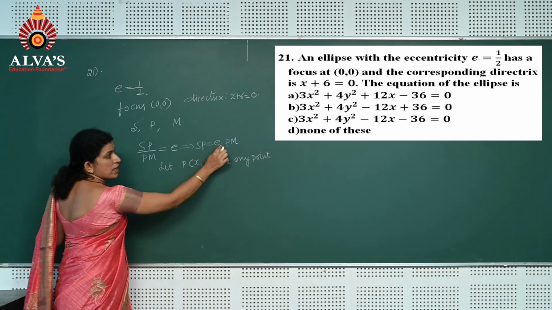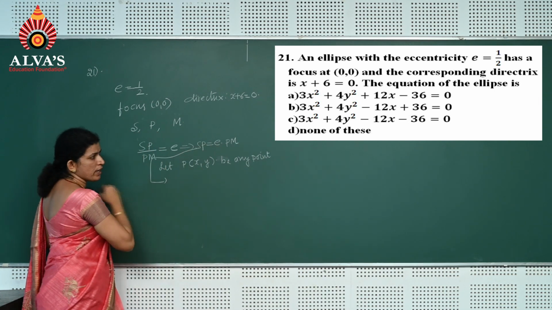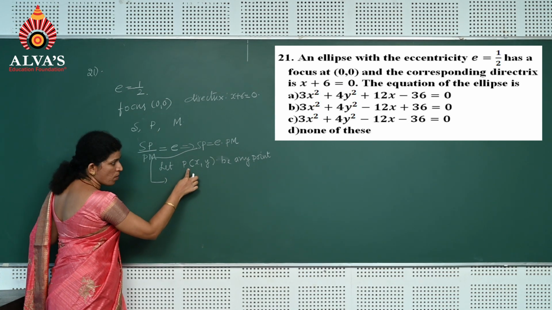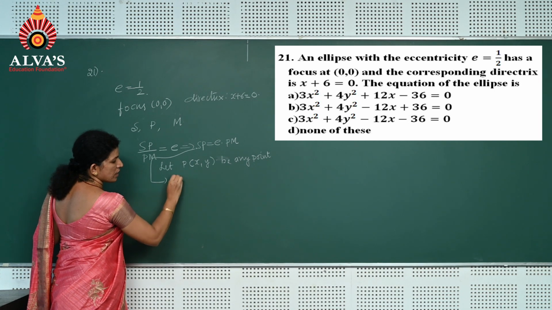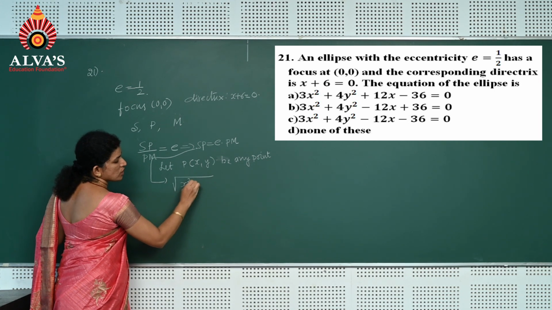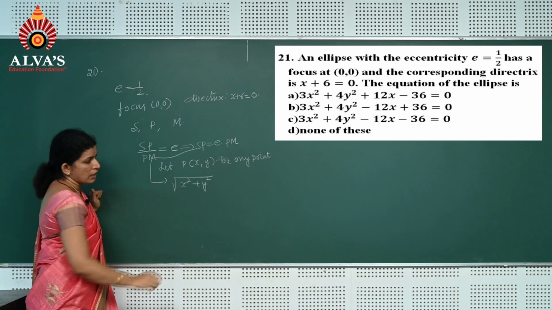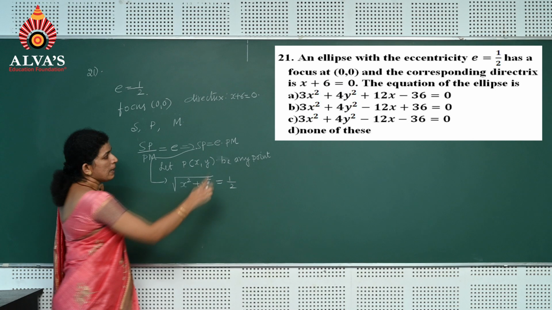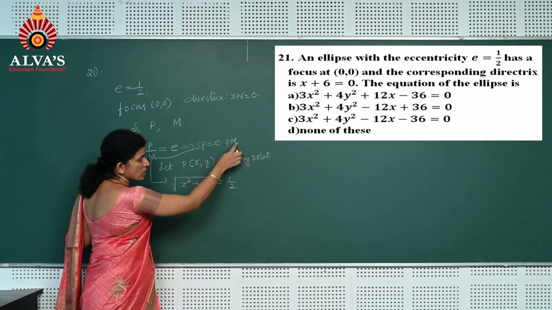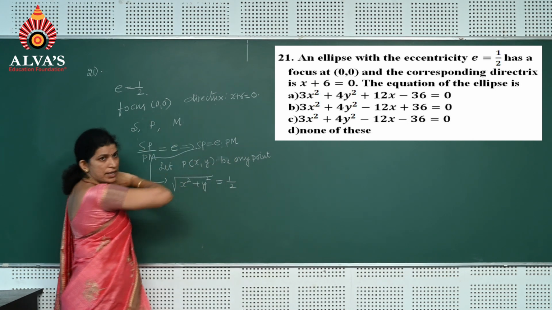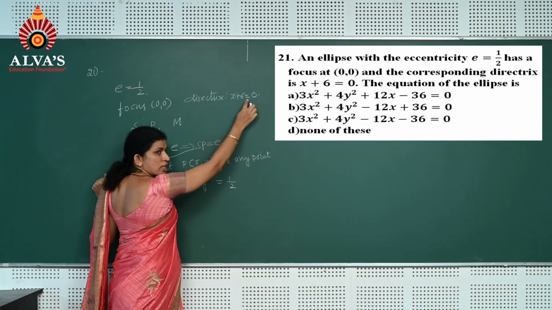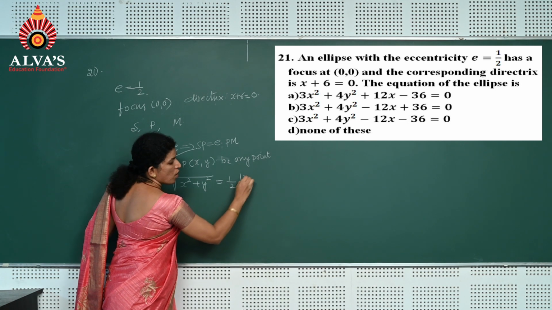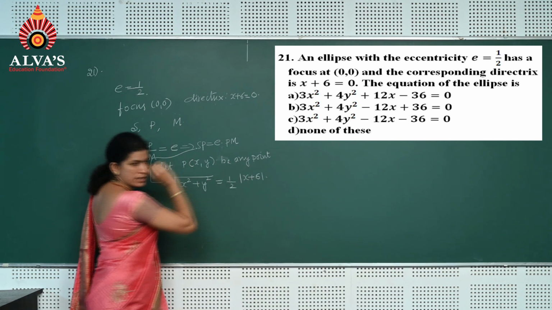See, SP equal to E into PM. S is the focus, that is (0, 0), and P is the point (x, y). So SP is nothing but the square root of x square plus y square. E stands for eccentricity, that is equal to 1 by 2. PM is the perpendicular distance from the point to the directrix. The directrix equation is given, that is x plus 6, so PM is nothing but the modulus of x plus 6.